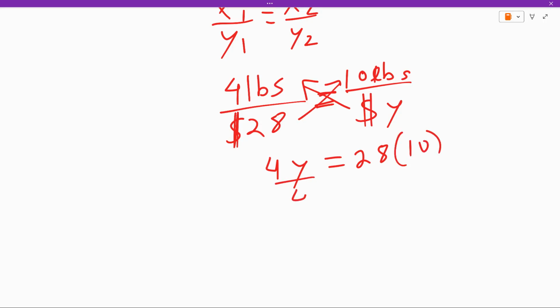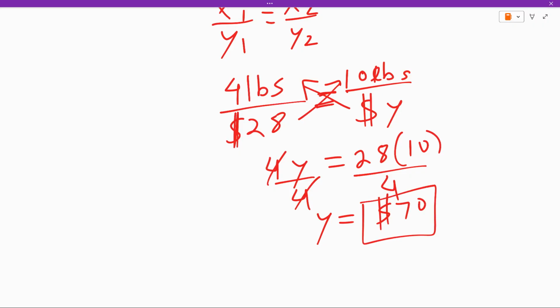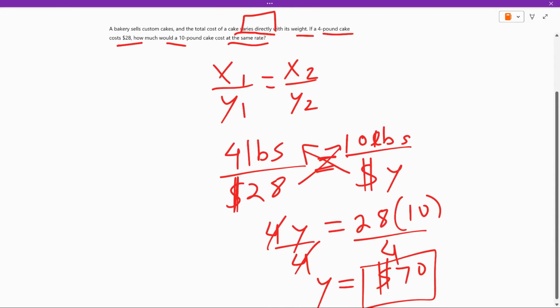And if you were to divide both sides by 4, what would you get for the cost when the cake is 10 pounds? 70. So that's going to be your answer, and that's how you would solve this direct variation question.